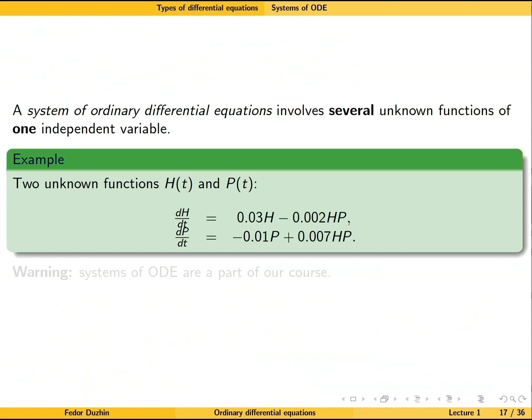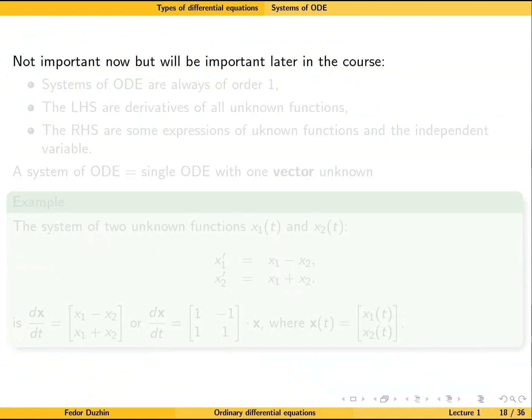So here is a system of two unknown functions and their derivatives. So it is a system of ordinary differential equations. So it is still part of our course. Later in the course, it is going to be clear why systems of ordinary differential equations are always of order 1.